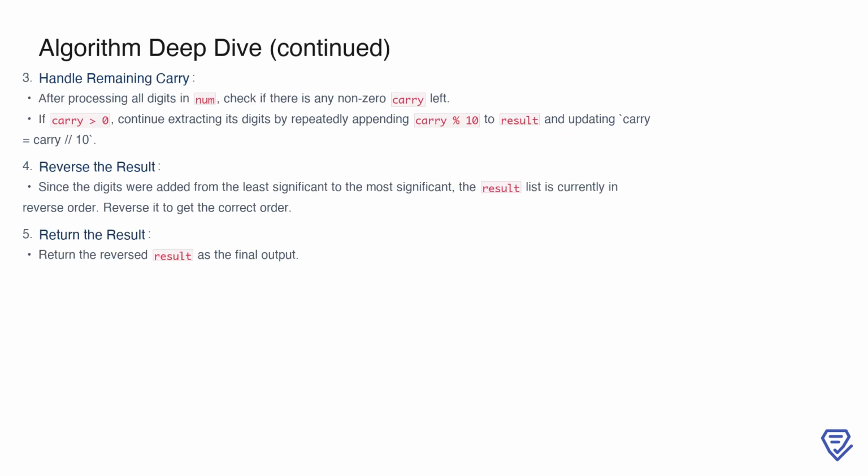Once all the digits in the array have been processed, we need to check if there is any remaining carry. If the carry is greater than 0, it means there are still digits left to be added. In this case, we continue extracting the digits of carry by repeatedly taking its modulus by 10 and appending the result to the result list. Each time, we divide the carry by 10 to remove the least significant digit. At this point, the result list contains the digits of the sum, but in reverse order, because we appended the least significant digits first. To produce the correct sequence, we reverse the result list. Finally, this reversed list is returned as the output, representing the sum of the number and k as an array of digits.